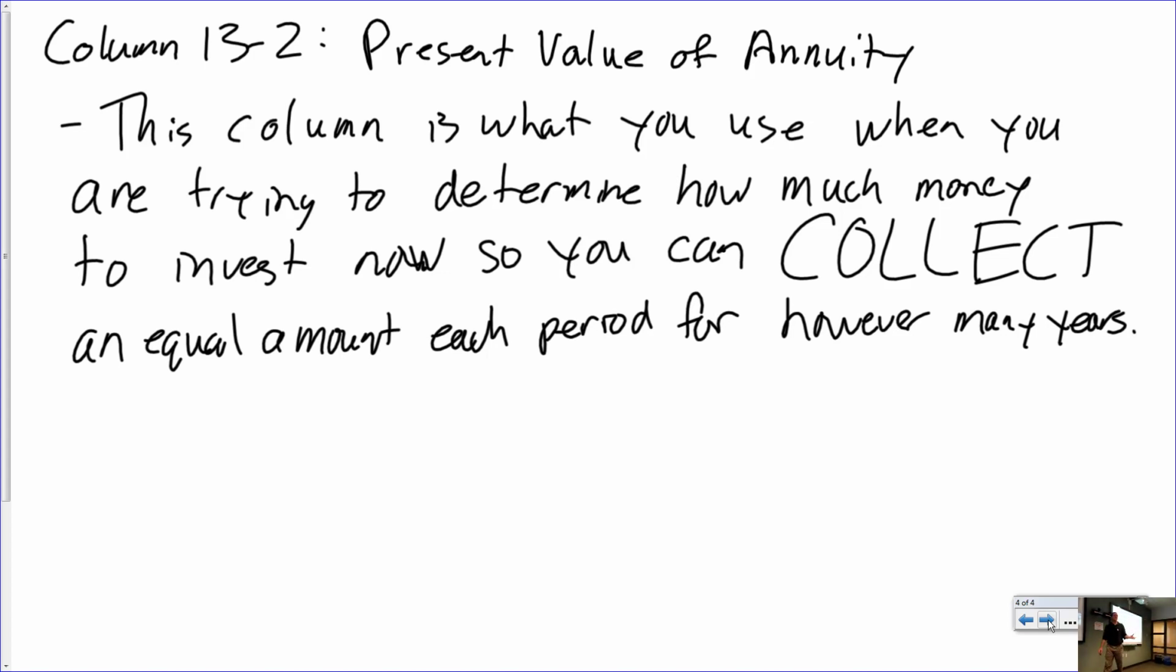So the key to working with column 13-2, folks, is that this is the only column where someone is getting money as opposed to investing money, okay? So these sorts of annuities are for annuities that are going to be paying out every period, all right?